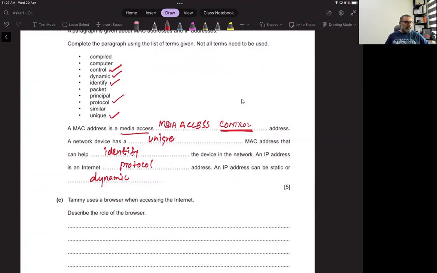So if the assigning authority is always giving the same IP, this is static. But if you leave it to the discretion of the authority and they give you an IP at their own will, whatever IP is available, that is dynamic. Okay.